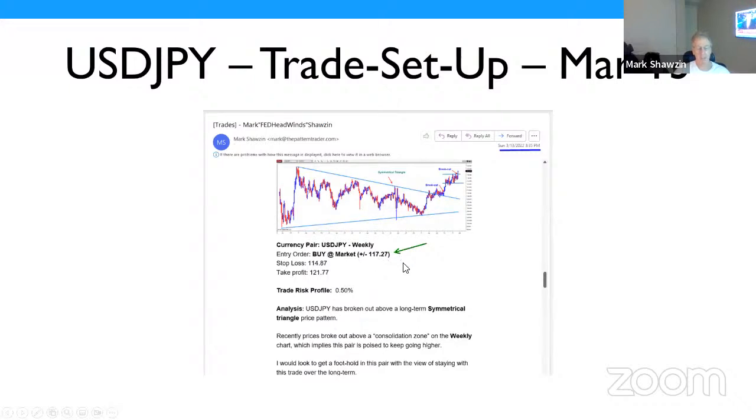So this was just the analysis of price patterns. I look for the bigger moves in the market, the monster moves. I said dollar yen has broken out of a long-term symmetrical triangle. Recently, prices broke out of a consolidation zone on the weekly chart, which implies this pair is poised to keep going higher. And remember, this was at 117 in March, and now we're at 140, about 3,000 pips higher.